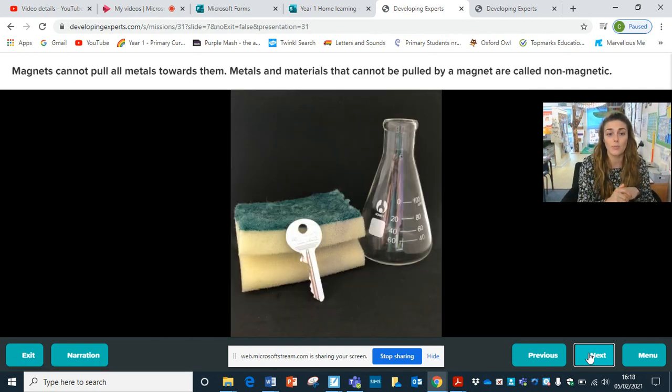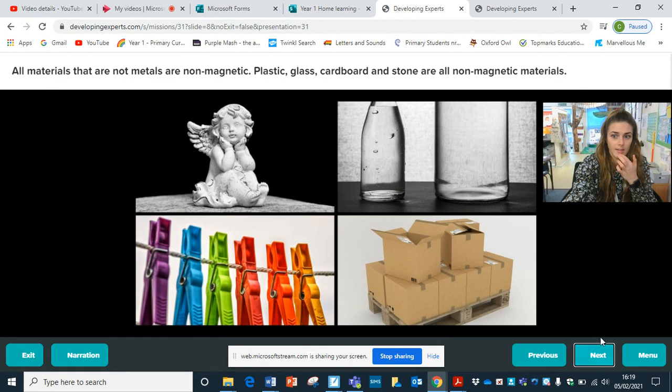So magnets cannot pull all metals towards them. Even if something is made of metal, that doesn't mean it's always magnetic, okay? Metals and materials that cannot be pulled by a magnet are called non-magnetic, not magnetic basically. There's some objects there, even though that key is metal, whatever metal it's made of is not magnetic. All materials that are not metals are non-magnetic. So plastic, glass, cardboard and stone are all non-magnetic. They would not stick to a magnet. Okay, they're non-magnetic.